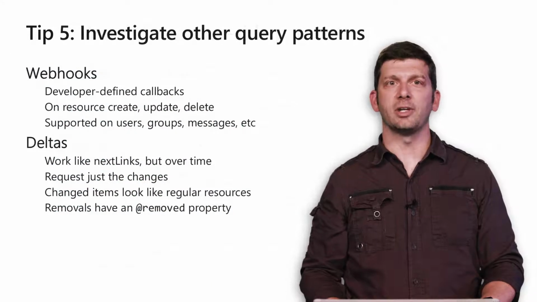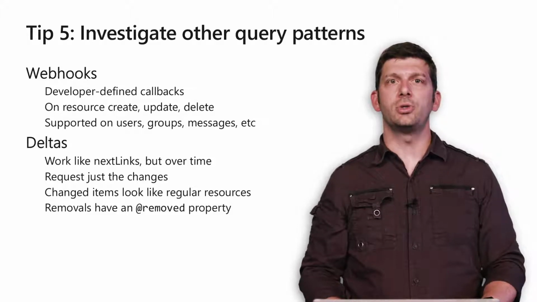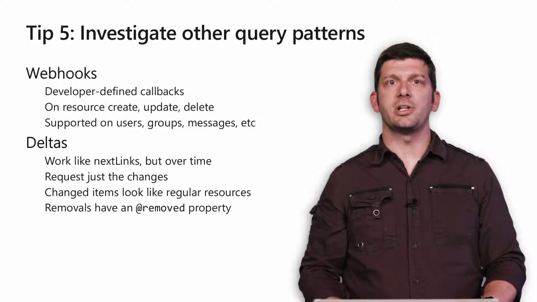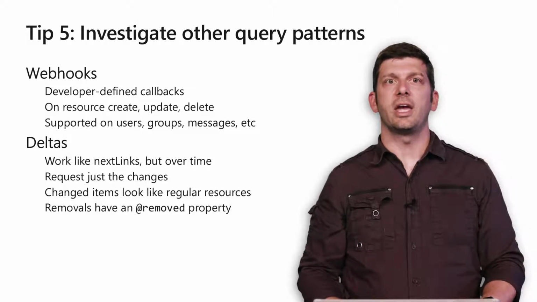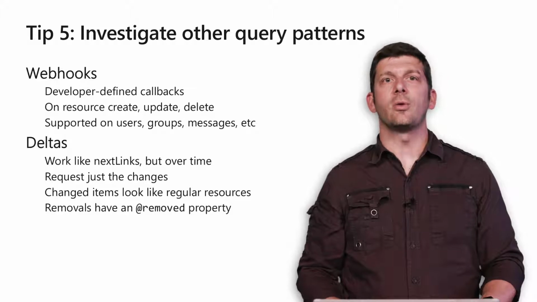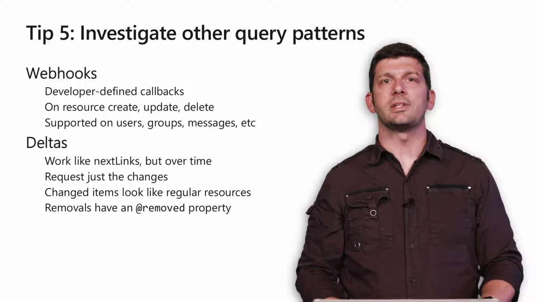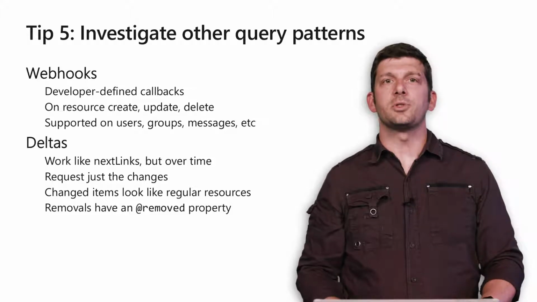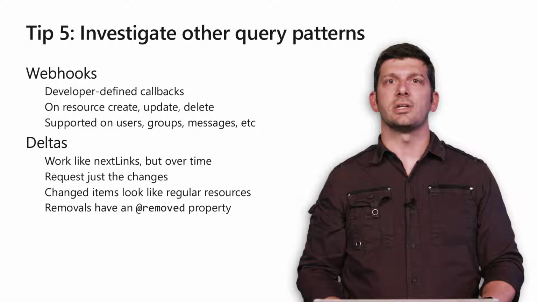My fifth and final tip is to investigate whether webhooks and deltas are helpful for your scenarios. Webhooks and deltas are two tools to make some query patterns more efficient. Webhooks allow you to register a URL with Microsoft Graph and configure a notification. You can watch for adds, updates, or deletes on a variety of resource types like users and email. When a change happens, Microsoft Graph will send a message to the URL you registered. This helps to avoid the need to query Microsoft Graph at regular intervals looking for changes.